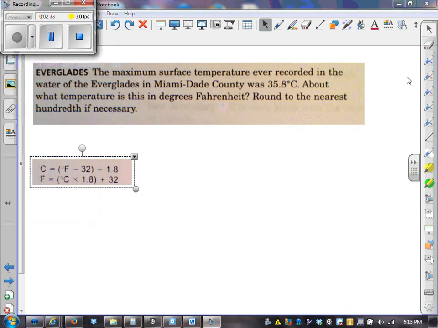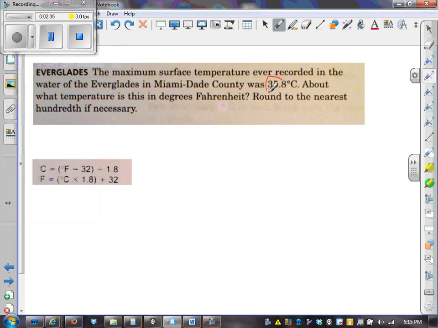Alright, so what we want to do is take 35.8 degrees Celsius and convert that to Fahrenheit, right? Because the question is, about what temperature is this in degrees Fahrenheit? And there's the important information. We also need to remember to round to the nearest hundredth if necessary. So if we're going to find Fahrenheit, we need to use the conversion that says Fahrenheit equals. We can plug in Celsius, and then it'll give us Fahrenheit. So we're going to plug in 35.8 for C.